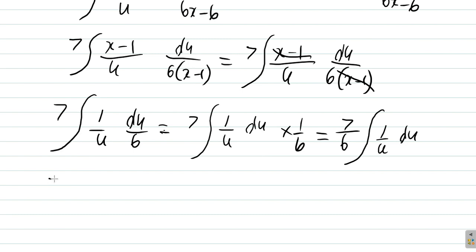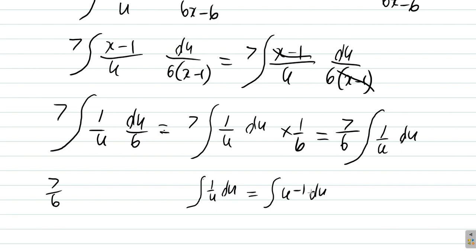So what you have is 7 over 6 times, when you integrate 1 over u du, what do you get? You have to remember it: it is ln u. If you don't remember it that quickly, what you can do is this. You will try to integrate 1 over u du and rewrite it as the integral of u to the negative 1 du. Because remember, 1 over u is the same as u to the negative 1.